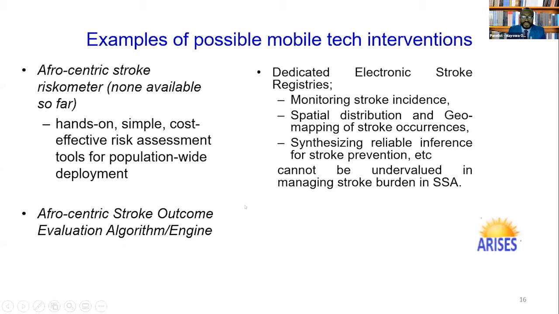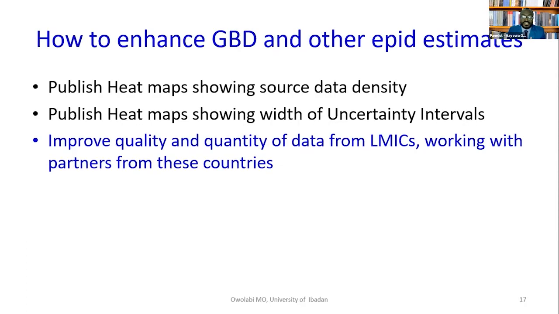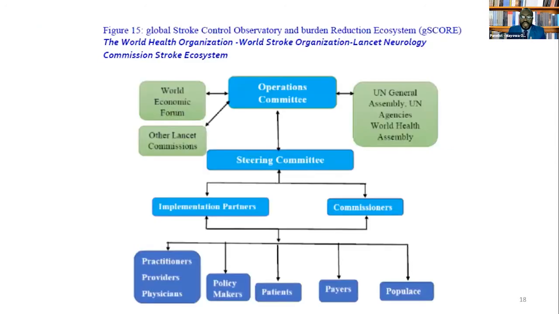Then Afrocentric stroke outcome evaluation algorithms. And again, we can do event reporting through mobile phone technology for e-surveillance of stroke and other cardiovascular diseases on the African continent that can further enrich the quality and quantity of data that we are collecting to track non-communicable diseases on the continent. And so we'll be able to improve the quality, the quantity, and of course, reduce the uncertainty intervals and increase the data density. And of course, have better evidence that can help to drive pragmatic solutions for policy.